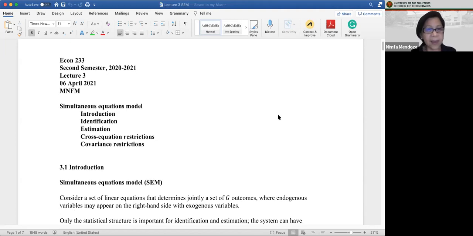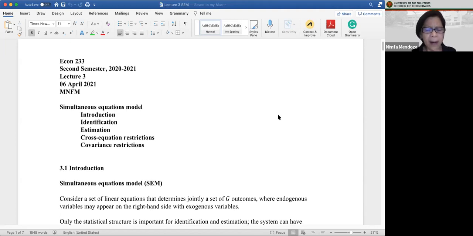Okay, so this is our third major topic. The first topic was instrumental variables and two-stage least squares in the context of single equations. Then we went to systems of equations and we took their GLS and the SUR model. We move on to the simultaneous equations model.